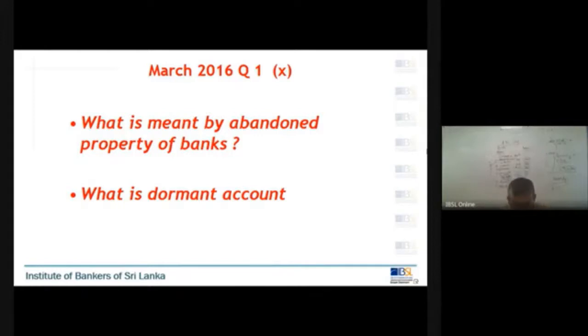So if a savings or time deposit remains idle for more than a specific period, such as 6 months, 1 year, or 2 years, as per the policy of the respective bank, it is called a dormant account. Clear now? Now you know the difference between a dormant account and abandoned property. Clear? If I missed anything, please tell me, I will read it again for you. So these are the things you need to learn.